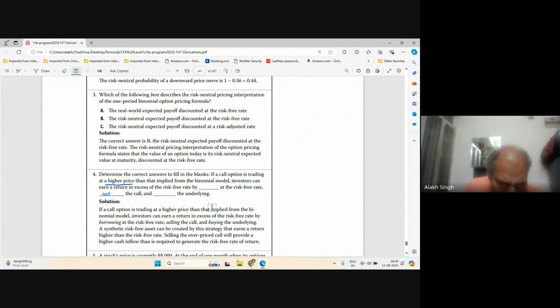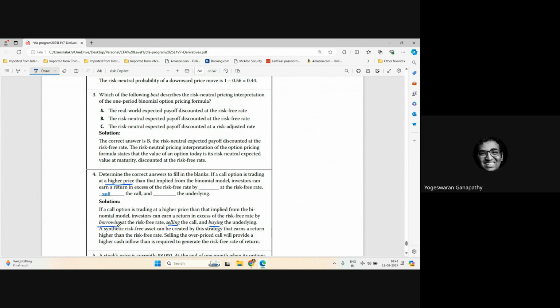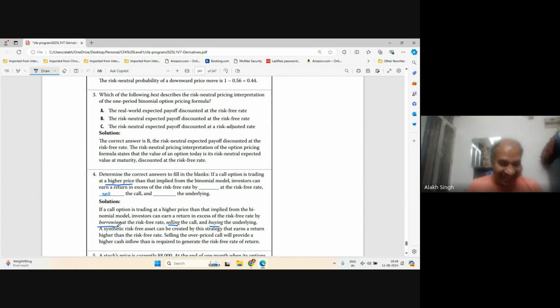So what does it tell? Selling the call and buying the underlying. And what is the borrowing? Whenever there is a risk-free rate, either you borrow or you lend. You can use only one of the two words. So let's go down.